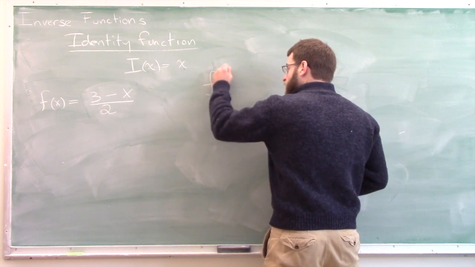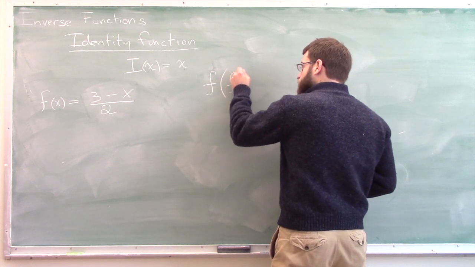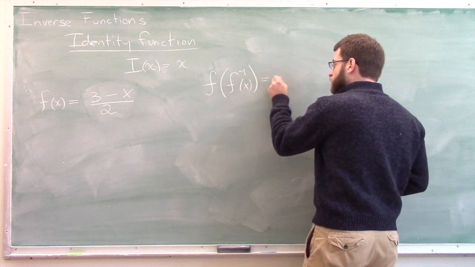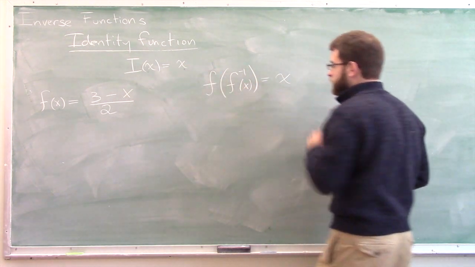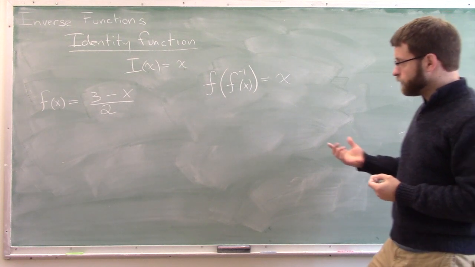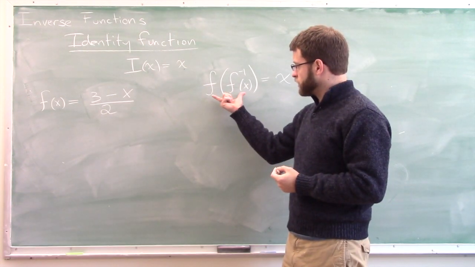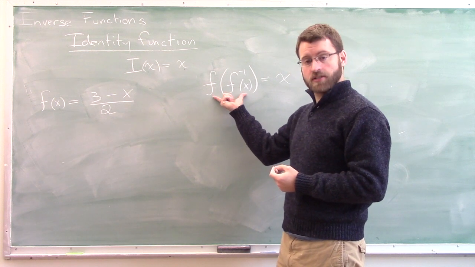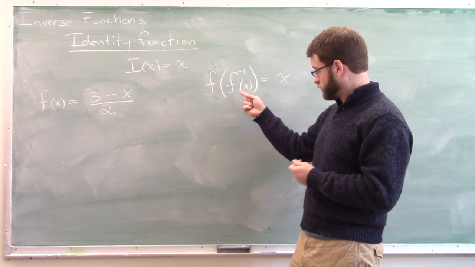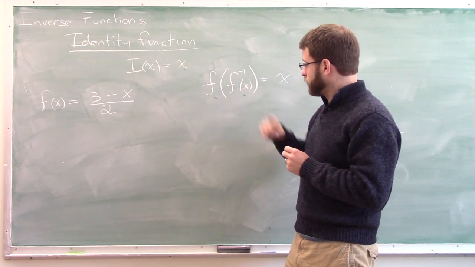We say that f layered with f inverse, when we put those two things together, the result should be the identity function. That's the defining property of an inverse. So first we use argument notation to figure out what this is, and then we manipulate the result algebraically, to get a formula for f inverse.